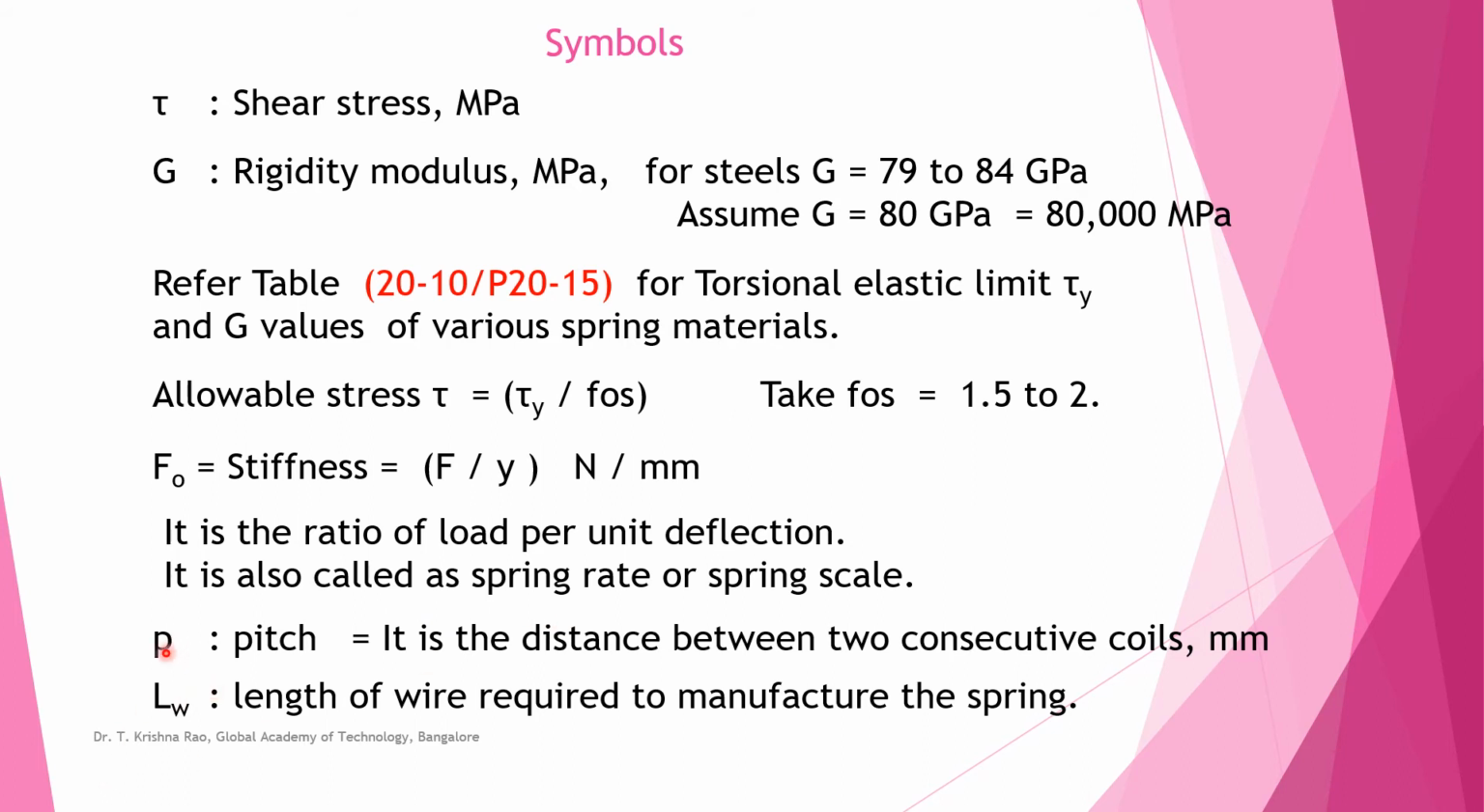P is another word we use for the pitch. It is the distance between two consecutive side-by-side coils. Pitch is the distance between two side-by-side coils. LW is the length of the wire required to manufacture the spring. Suppose you want to make 10 coils of 100 diameter, how much length of the wire is required? Before we start manufacturing the spring, we should keep the wire ready.